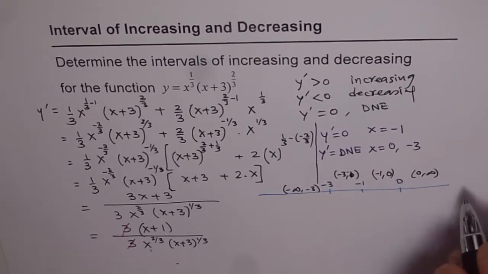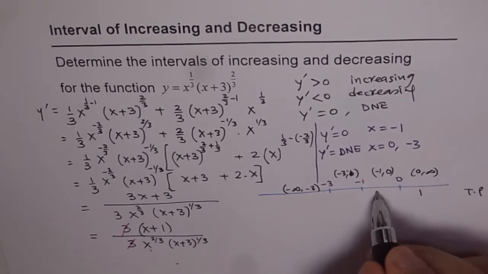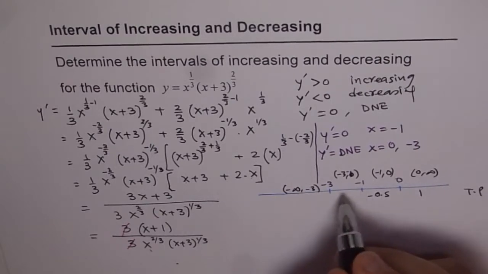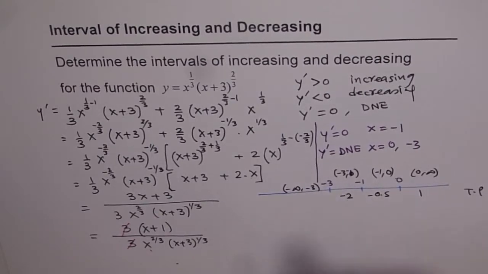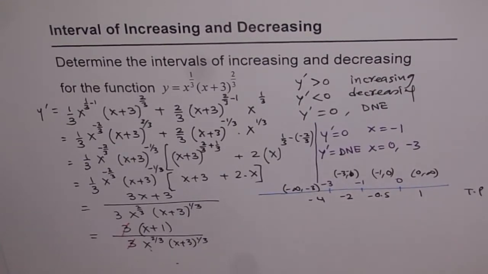Now in these intervals, I will take test points. Greater than 0, I can take the test point as 1. Here I can take the test point as minus 0.5. Here I can take the test point as minus 2. And in this interval, let me take minus 4 as my test point.